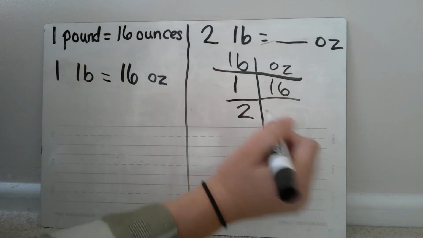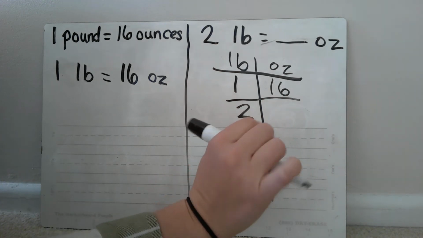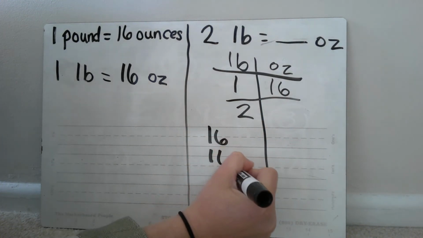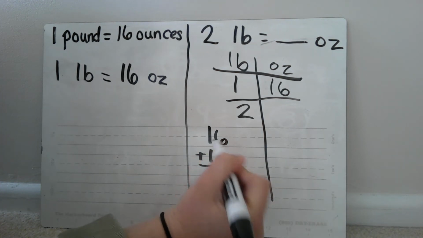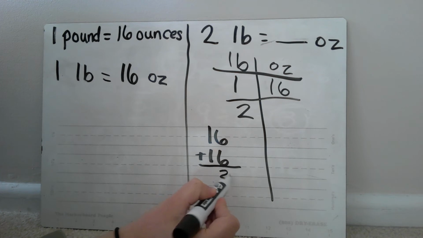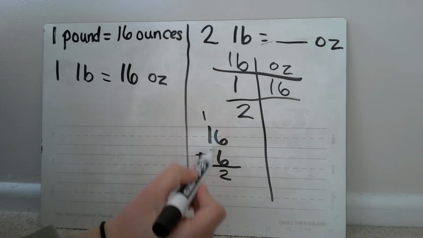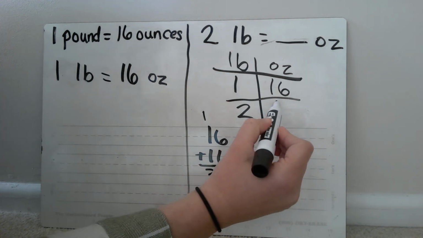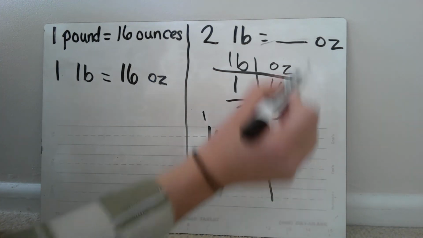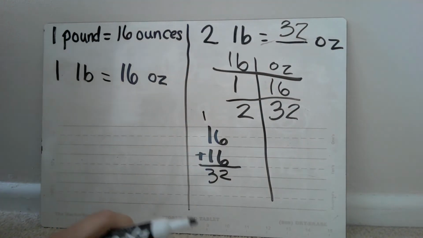So if I have 2 pounds, that means I have 2 groups of 16. So that is 16 plus 16, or 16 times 2. So I'm going to use repeated addition to solve this one. I know that 6 plus 6 is 12. I carry the 1, and then 1, 2, 3. So that tells me that 2 pounds is equal to 32 ounces. Let's try one more.